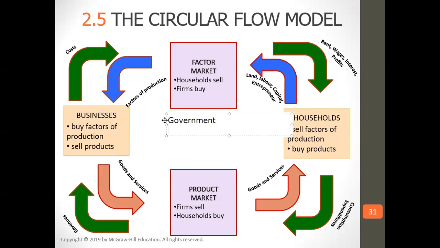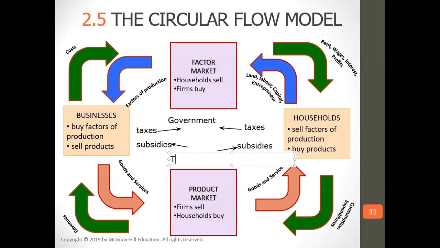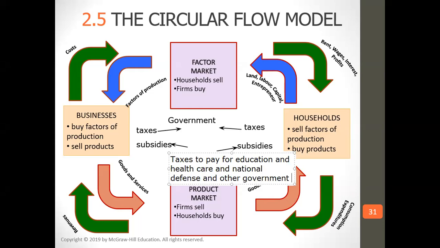So they basically take taxes from both households and businesses, and then they give them subsidies. Government takes taxes and then gives subsidies. What they're supposed to do is use taxes to pay for education and healthcare and national defense and other government programs.